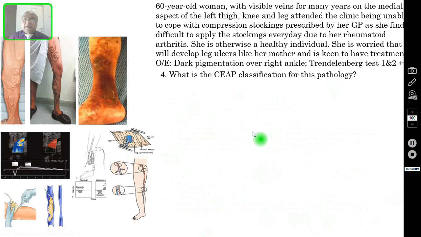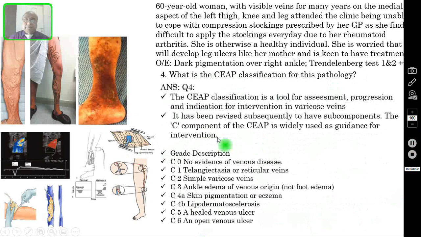The CEAP classification for this pathology. The answer is the CEAP classification. This is a tool for assessment, progression, and indication for intervention, that is surgical intervention in varicose vein. It has been revised subsequently to have sub-components. The C component of the CEAP is widely used as a guidance for the surgical intervention. So this is the clinical classification. This is the grading and this is the description.